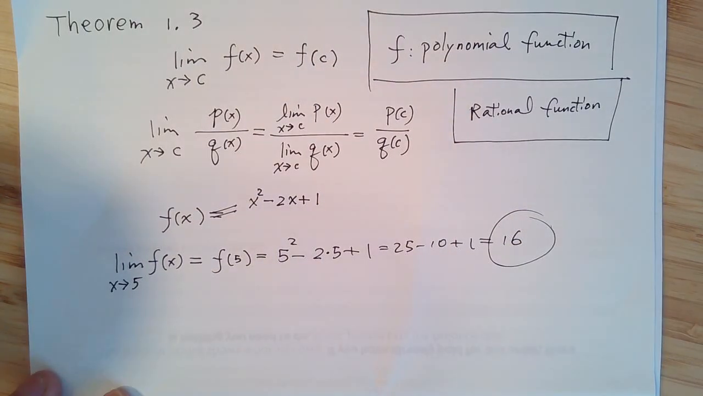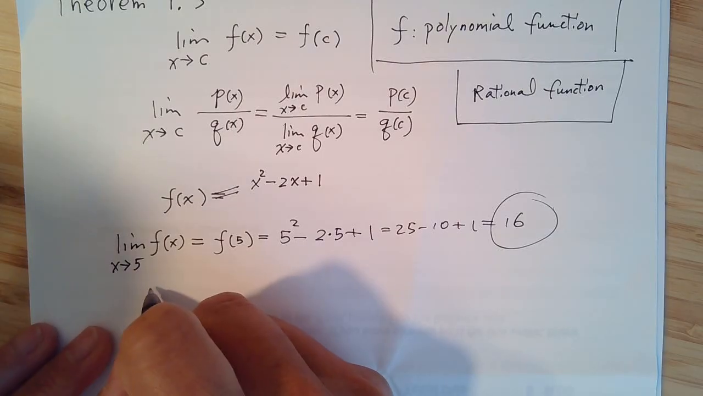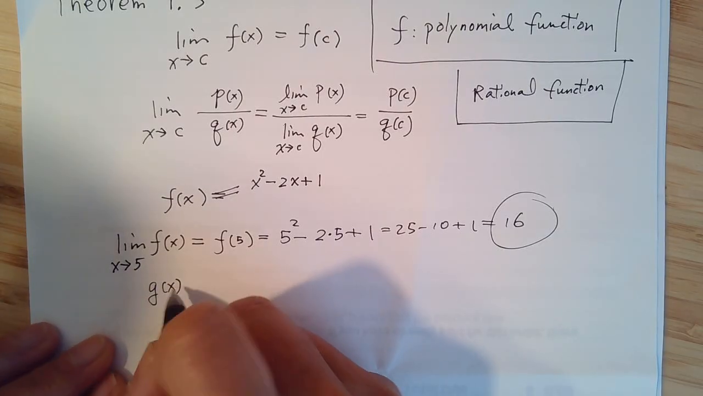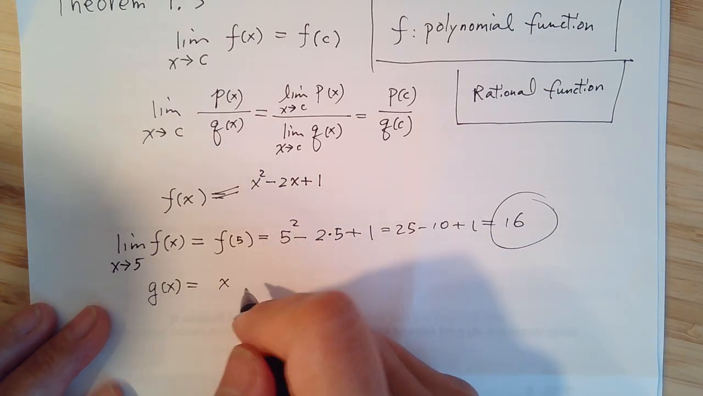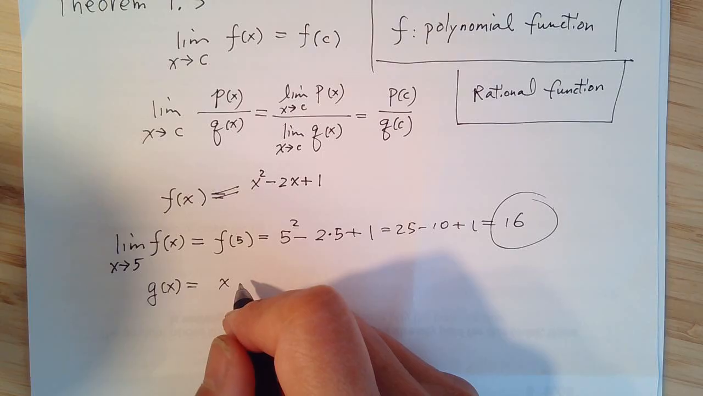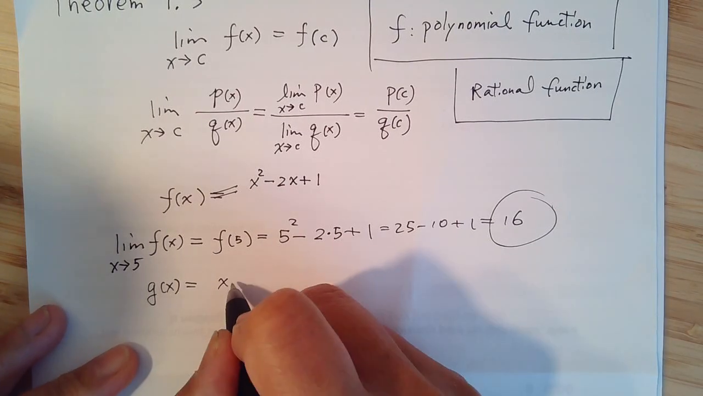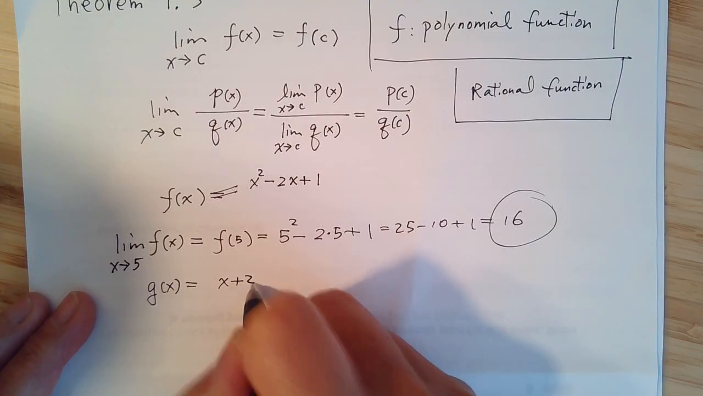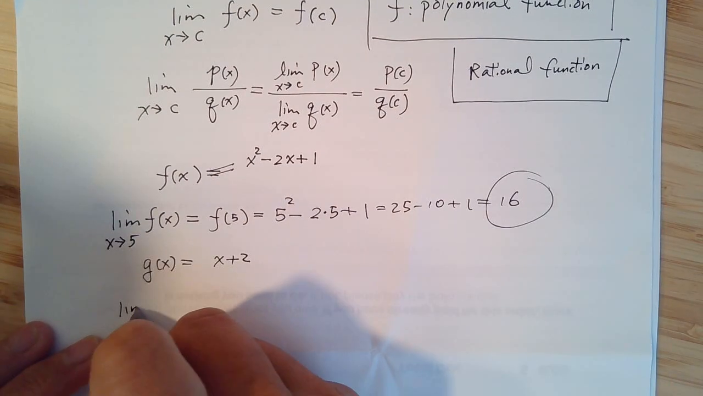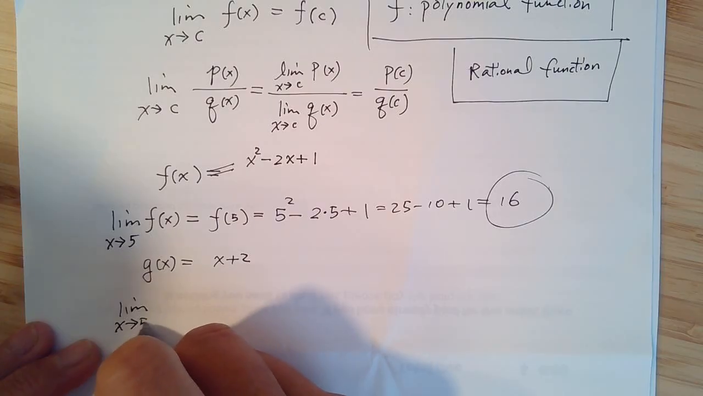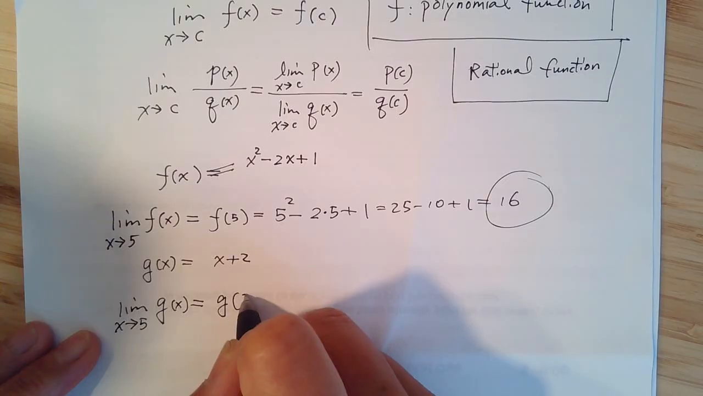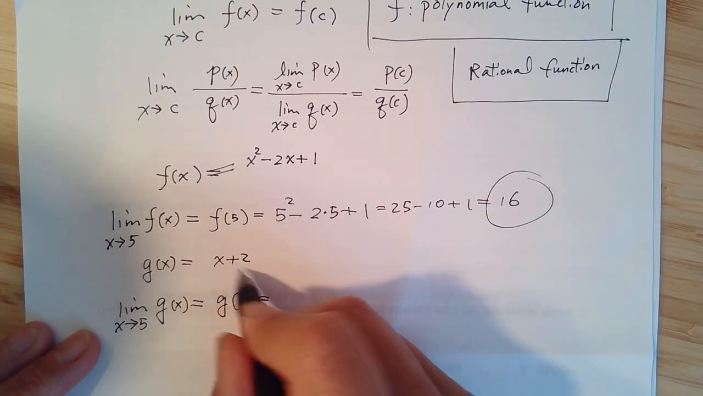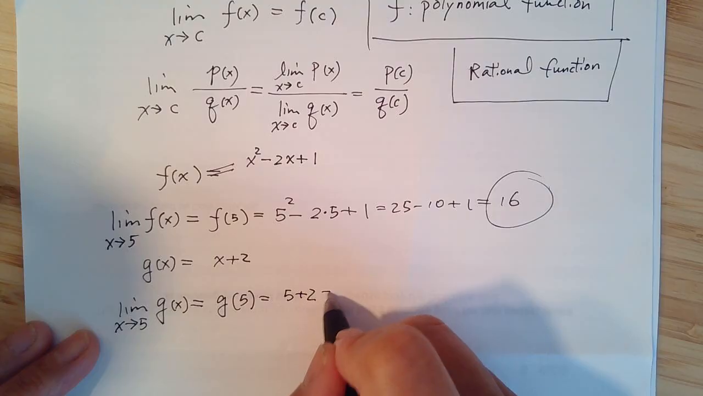That's your answer. So what about this one? I give you another one. g of x equals x plus 2, I made that up. The limit as x approaches 5 of g of x will be g of 5, which is 5 plus 2, that will be 7.